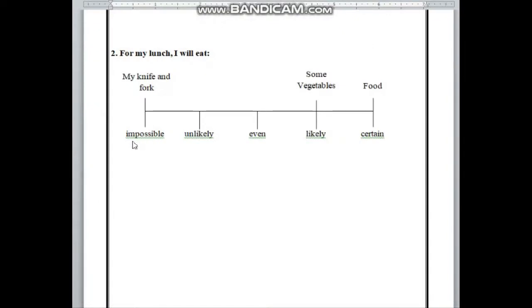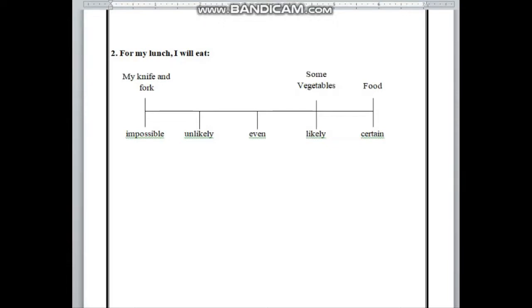Here in impossible, we have to write my knife and fork, because our question is for my lunch I will eat. So my knife and fork is impossible for eating. After that, some vegetable is likely for my lunch, and food is certain. For my lunch, I will eat, and here food is certain.